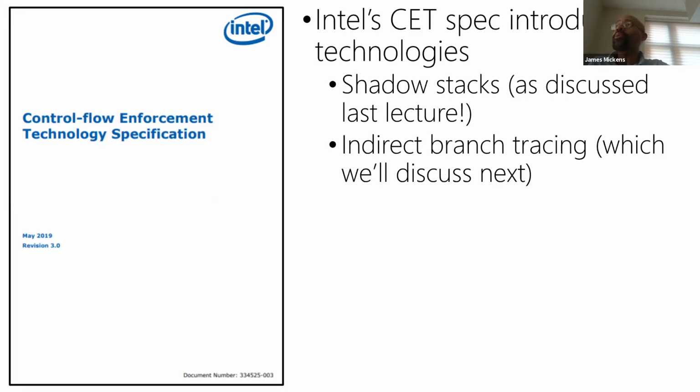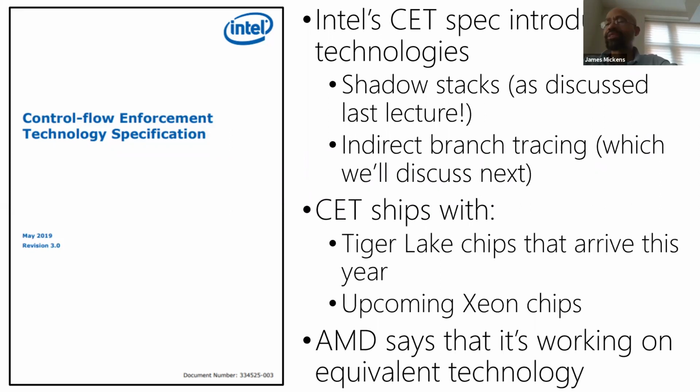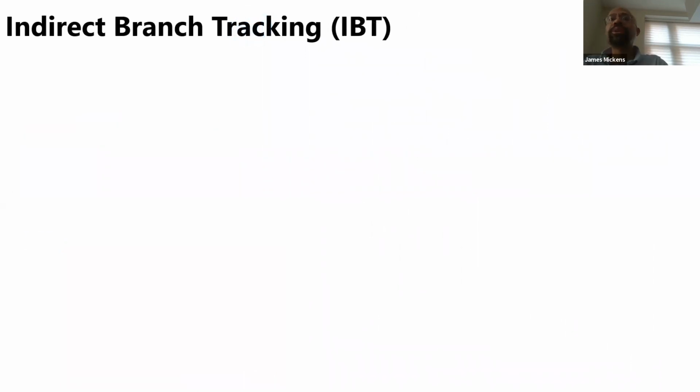We've actually already talked about one of the technologies that CET introduces. It introduces two things: shadow stacks, which we discussed in the last lecture, and indirect branch tracking, which we'll discuss next. And the CET stuff, I mentioned this last lecture, is already coming out in the Tiger Lake chips that arrived this year, and it's going to be in the upcoming Xeon chips as well. And AMD says that it's working on equivalent technology. So what this means is that in the near future, all x86 chips should support these two techniques, shadow stacks and indirect branch tracking.